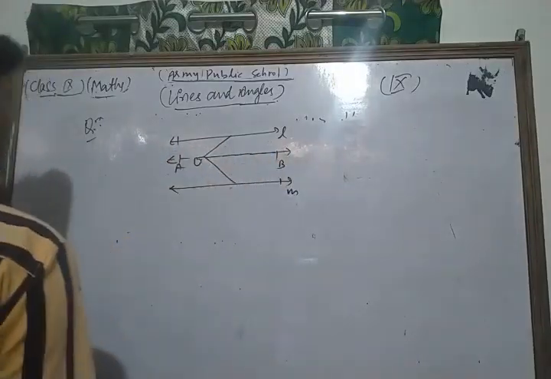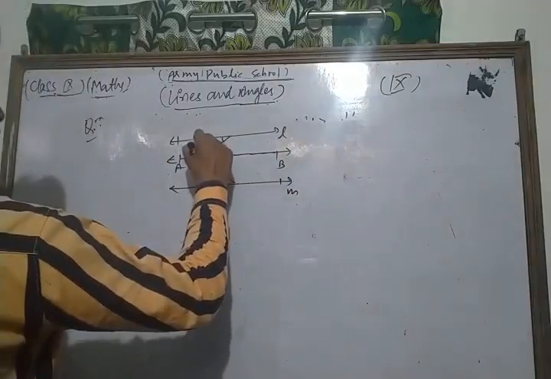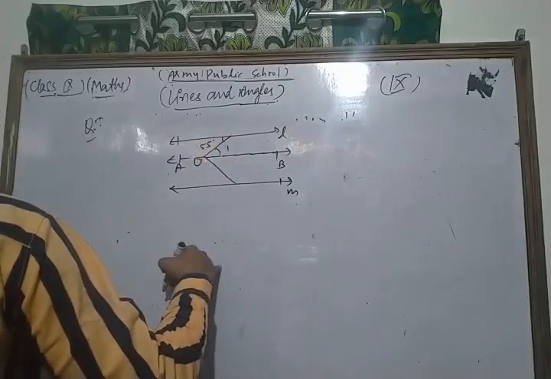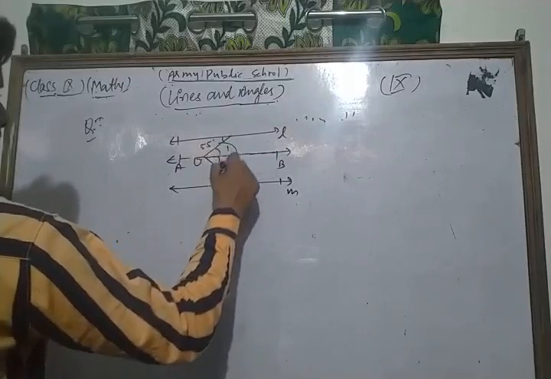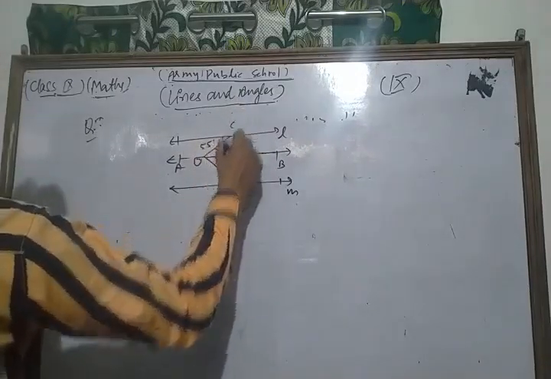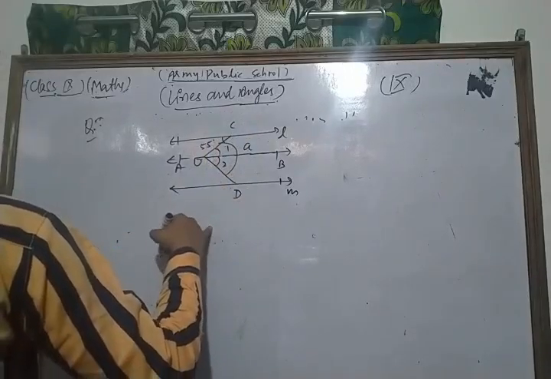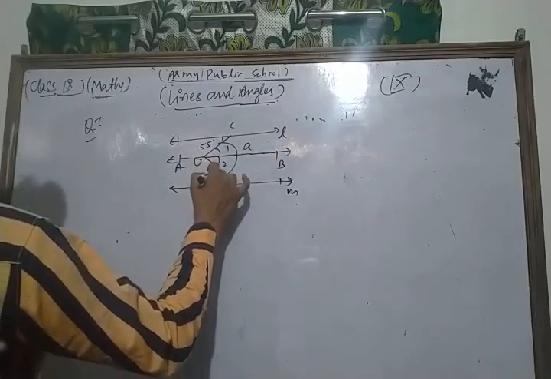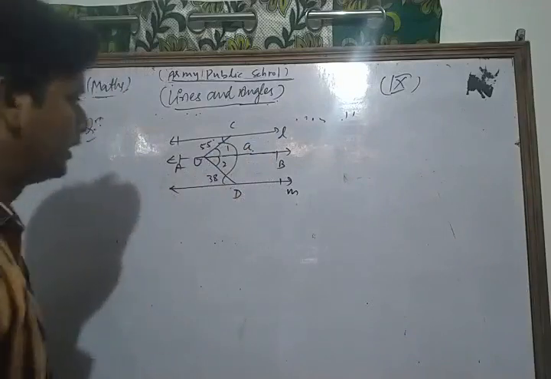Now here this angle is 55, this is 1 and this is 2, and the whole angle is A. Now this is C, D and that angle is 38. We have to find angle A. So in that question, let's see.